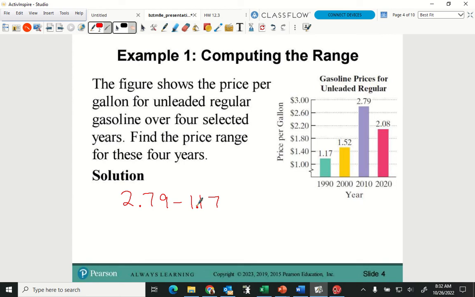Anyway, so find the range. It's top minus the bottom, which gives me 1 point something. That's my range. Pretty easy, right?